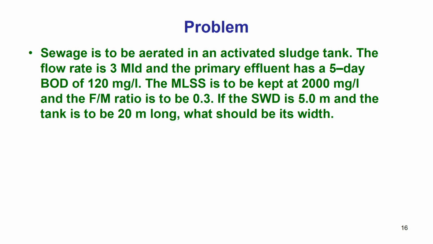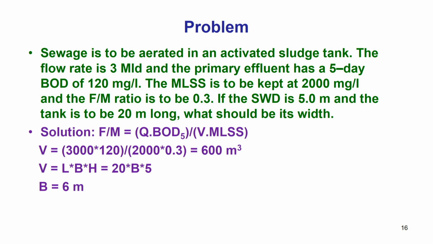There are also some standards for that. It should be around 2000 mg per liter to 3500 mg per liter or so, and the F by M ratio is 0.3. F stands for food, M stands for microorganism, and if the SWD, the side water depth, is 5 meter and the tank is to be 20 meter long, what should be its width? So this is the problem.